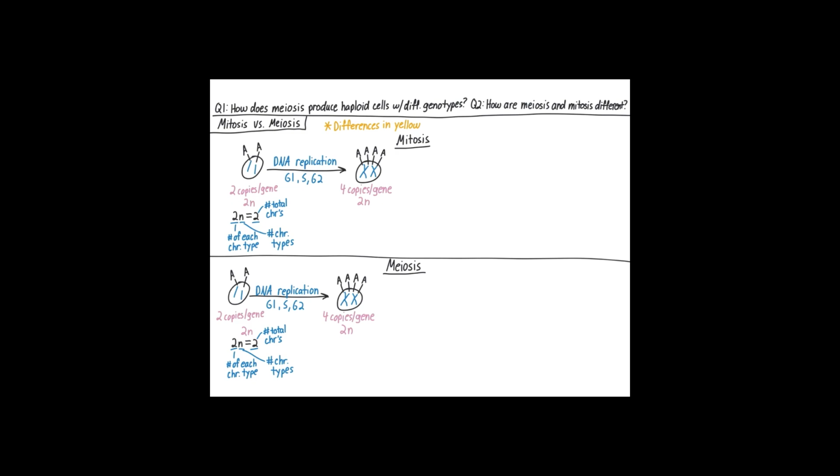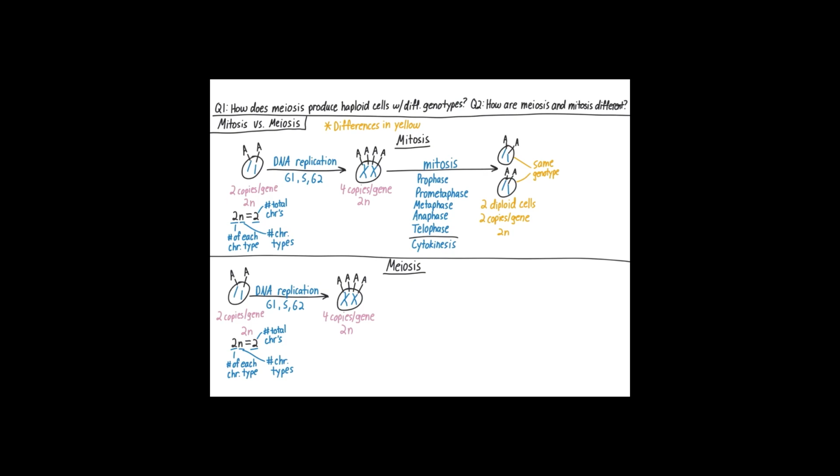As you've seen, mitosis has 5 stages, followed by cytokinesis, which yields 2 cells that are diploid, each with 2 copies of each gene, so these cells are 2N cells. They also have the same genotype.